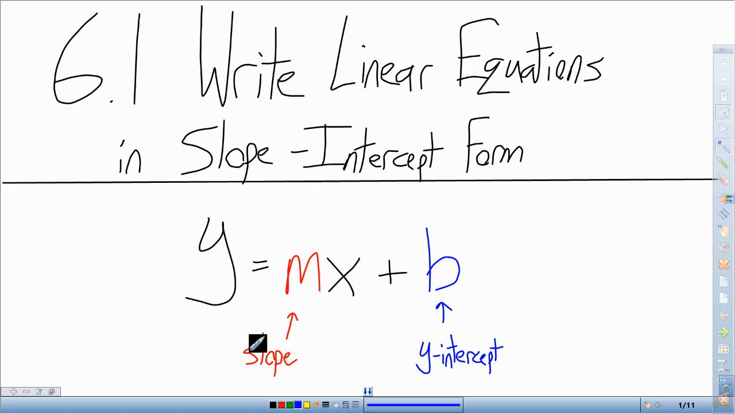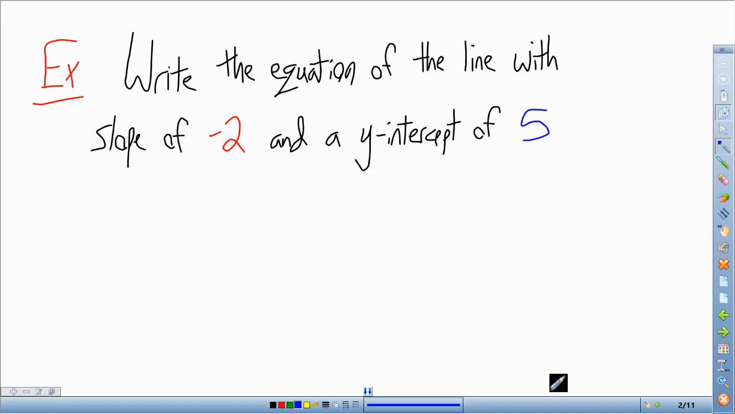Our focus is still this, and this is your reminder, this is slope-intercept form, y equals mx plus b, where the number in front of x is your slope, and the number to the right of x is your y-intercept. Okay, this is going to have us start out with some pretty simple looking problems and then eventually get into some stuff that we haven't really done yet. Okay, so let's start out. Go ahead and copy this example and we will try it together.